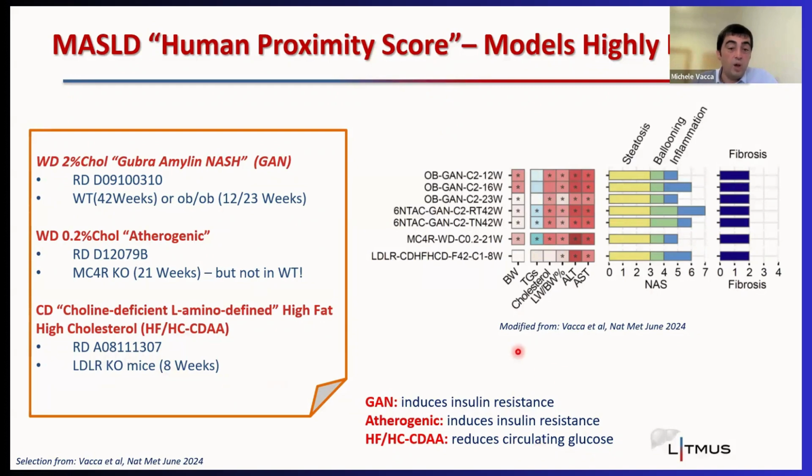Let's look at the phenotype. All these models, with the exception of the choline deficient model, induce body weight gain. They induce hypercholesterolemia, increased liver weight to body weight ratio, AST and ALT. All the models induce S3 fibrosis, a certain degree of ballooning and inflammation, and F2 fibrosis. However, I would like to point your attention to the fact that triglycerides are a little bit counterintuitive, because they are either not significantly modulated, or sometimes even suppressed, even in the Western models.